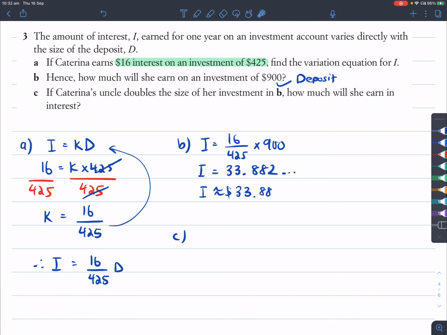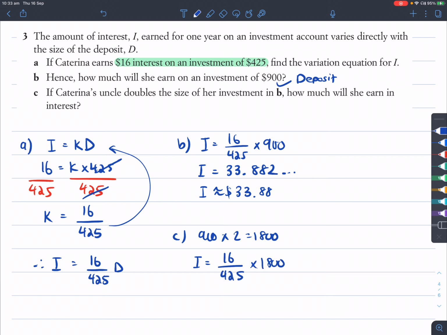So the investment in question B was $900. Okay, so what happens if we make that double? Okay, so double of 900 is $1,800. If we now put that as a deposit right there, how much interest would they earn? Well, you multiply that with 16 over 425.